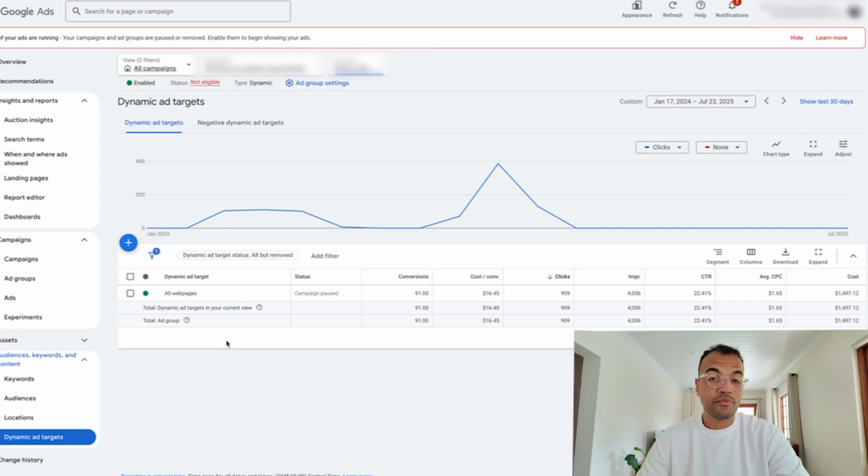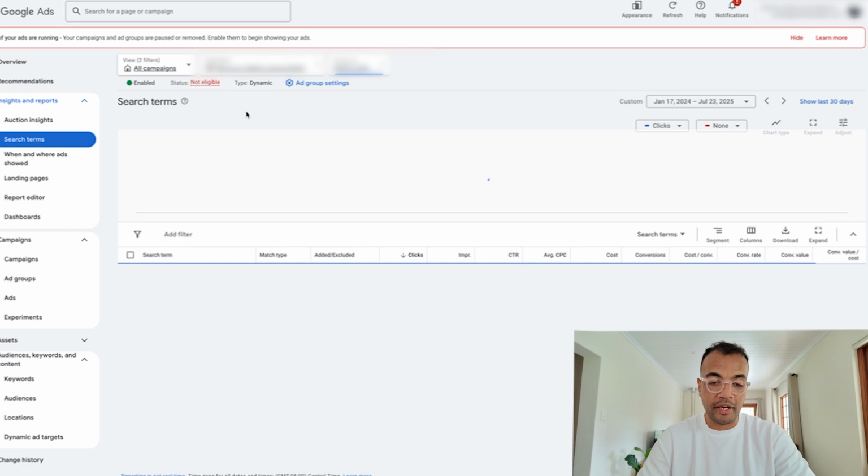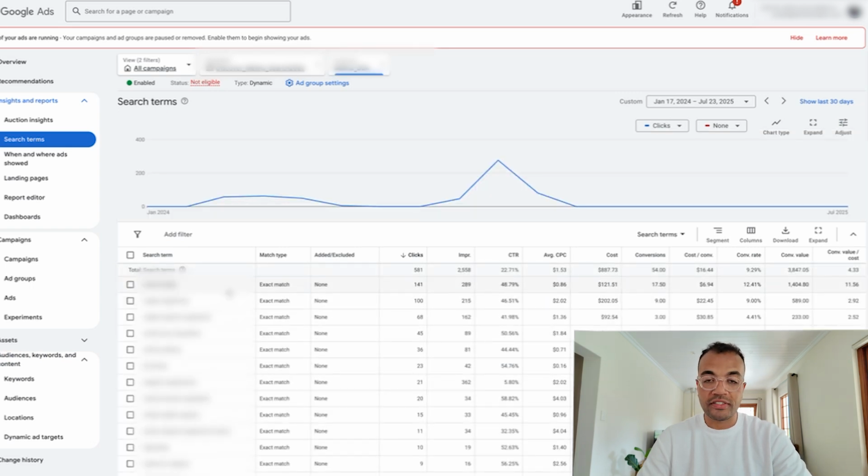And it gets even worse because if you go into this DSA here, the dynamic ad target is all web pages, which is fine if you have a lot of resources and cold traffic stuff like blogs or learning resources to be able to target for. However, again, if you go into search terms for this DSA campaign, what you'll find is that it is all around the search terms of their brand.